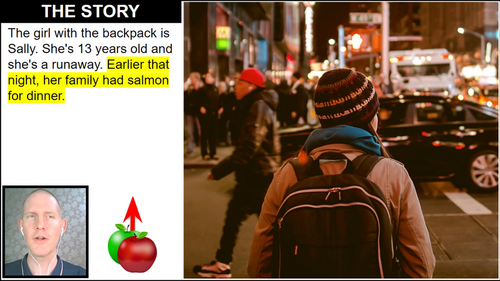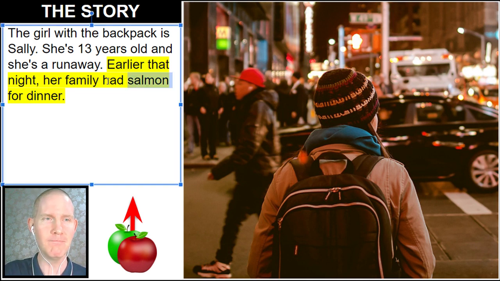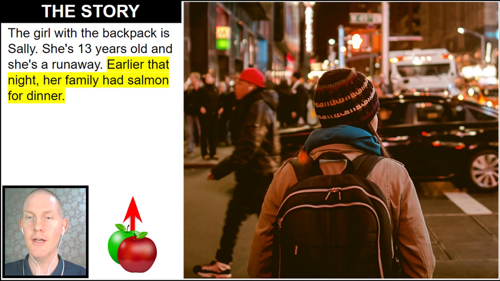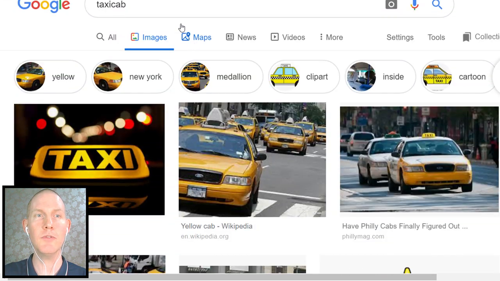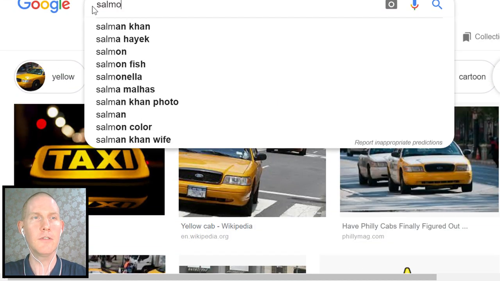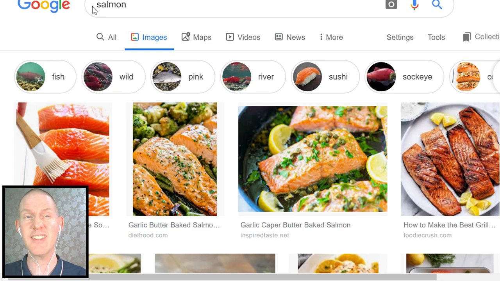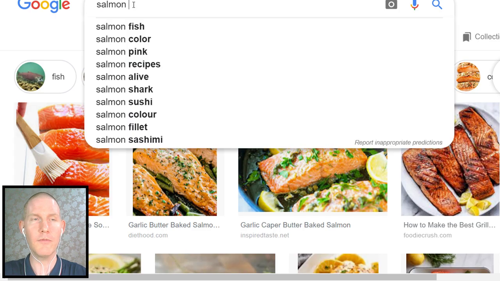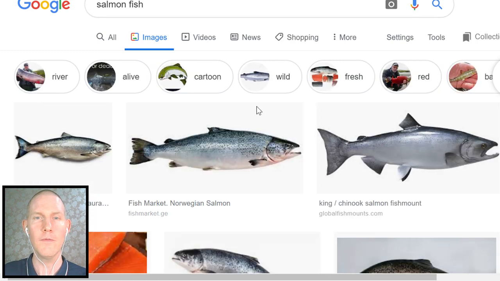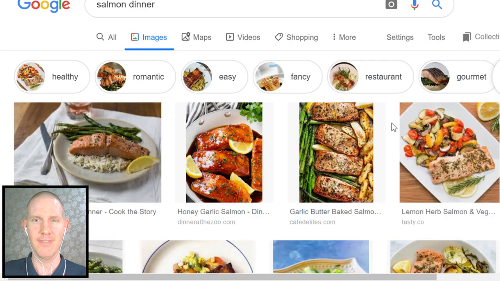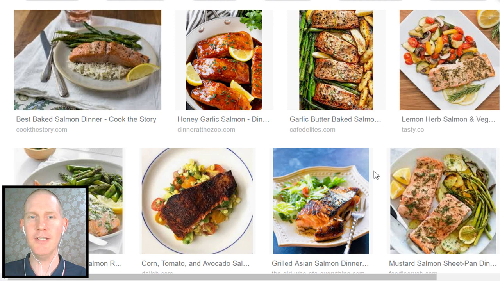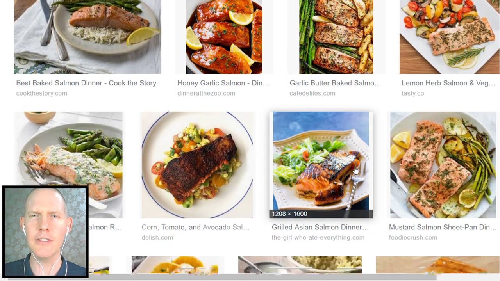Earlier that night, her family had salmon for dinner. Let's take a look if we can find a salmon dinner. Let's look for pictures. First, we'll look at the fish. Personally, I like salmon. I think it's delicious. Okay, so this is a salmon. I think it's a wonderful fish. Now let's put in salmon dinner. Oh, I'm getting hungry. I'm going to have to eat after we finish this lesson. Oh boy.